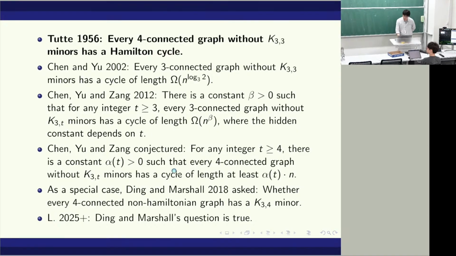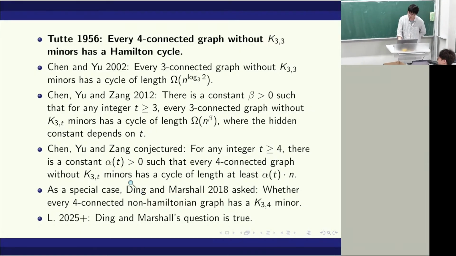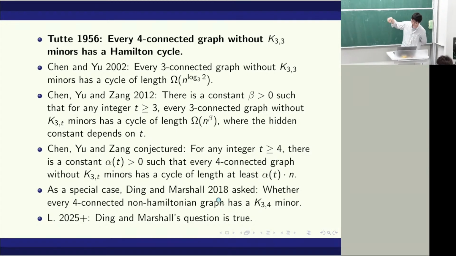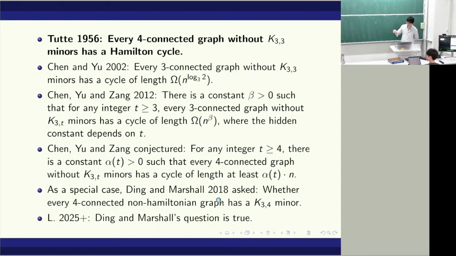As a special case, and actually in the same paper where Ding and Marshall proposed the conjecture we just talked about, they asked whether every 4-connected non-Hamiltonian graph has a K34 minor. With similar techniques, I proved that the question is true. This means that every 4-connected non-Hamiltonian graph can, through some deletions and contractions, reach K34.